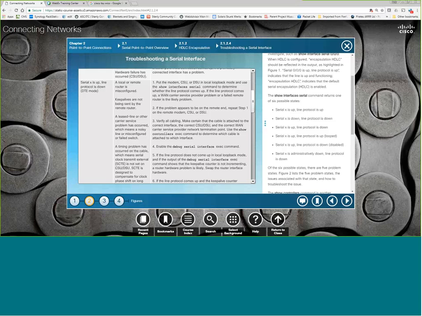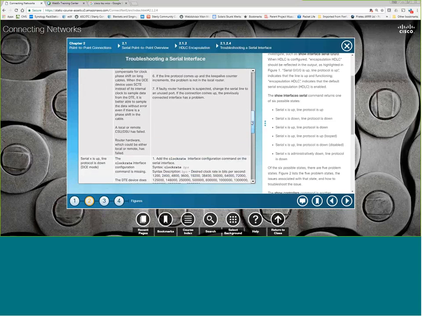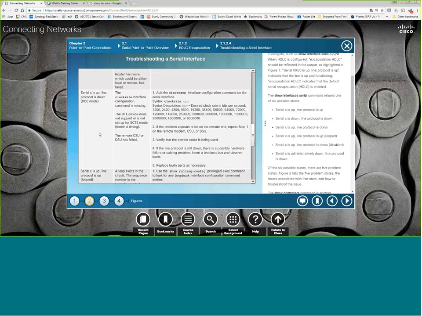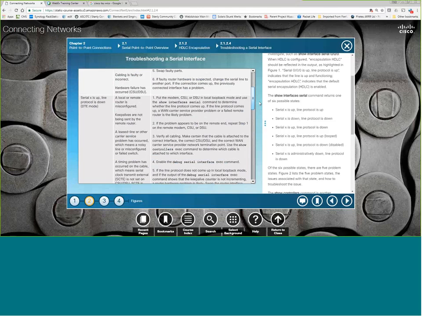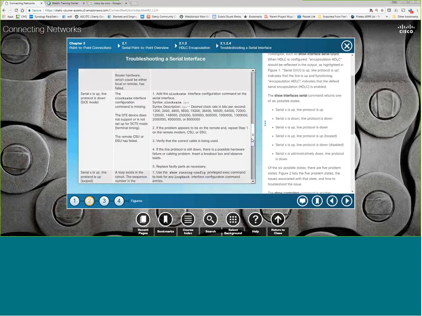Or there could be also a noisy line. It could be flapping. It could go up, down, up, down. It could be a timing problem with the CSU, DSU. And there could be a hardware failure. If it's up, make sure there's a difference. It was up, down. Yep, line protocol is down if you're in DTE mode. If you're in DCE mode, it's a clock rate missing.